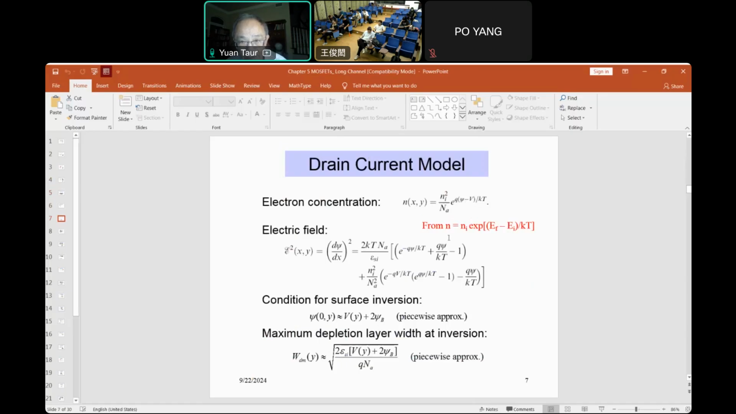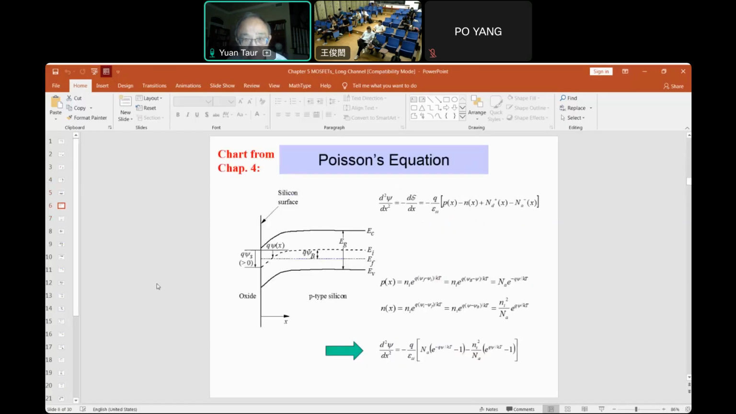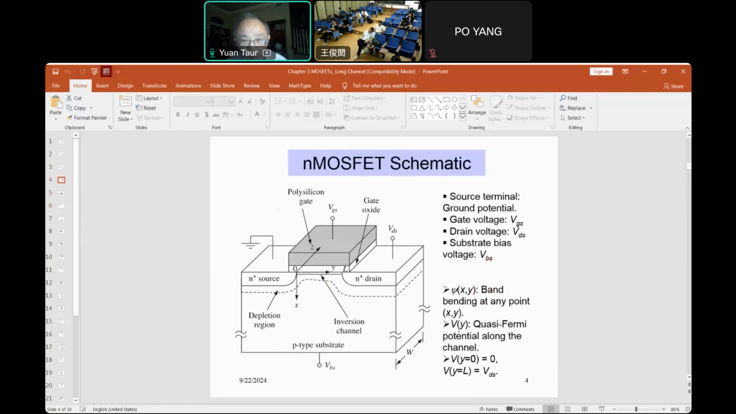So from this we can write it in this way, which is the same as in chapter 4: n equals Ni squared over Na e to the q psi over kT. In this case, V equals 0, so there's no V. And psi is the band bending, which is defined the same way. In this case, we define psi to be the band bending with respect to the p-type substrate.